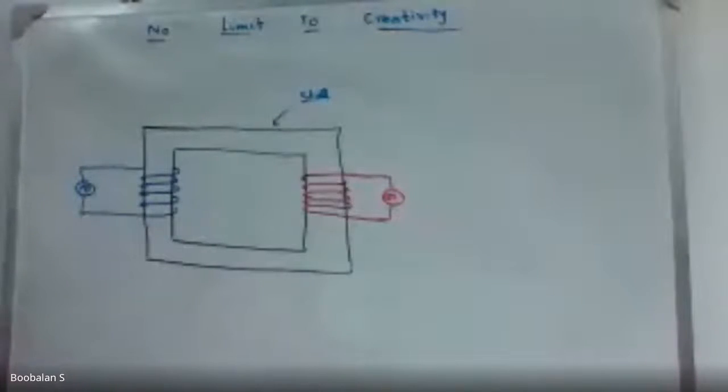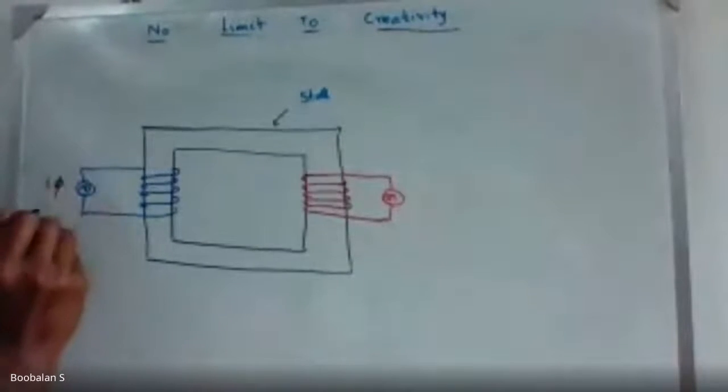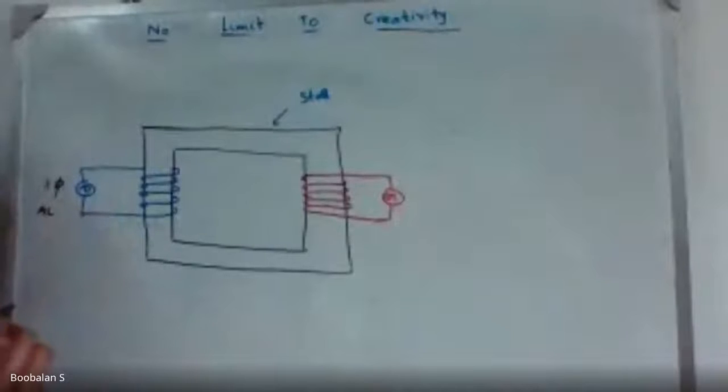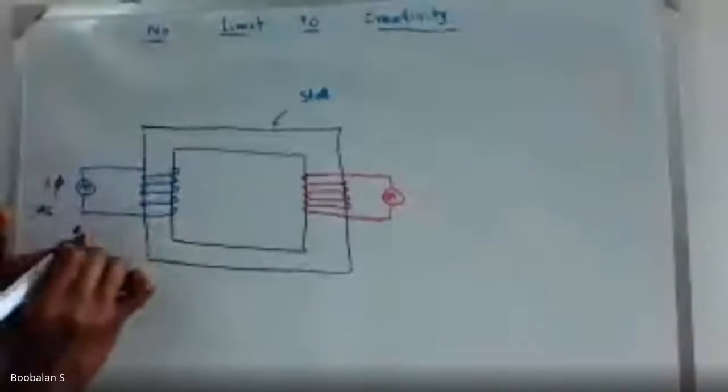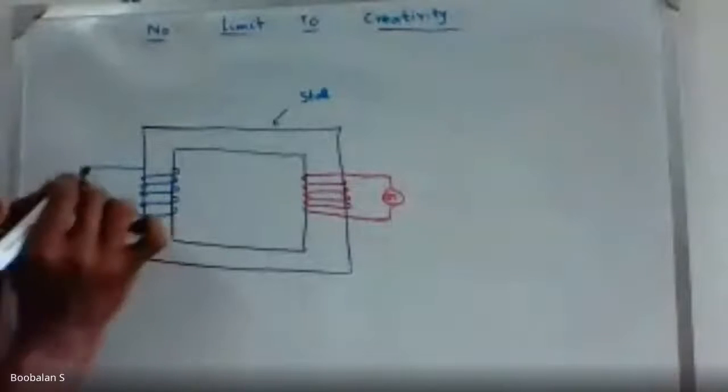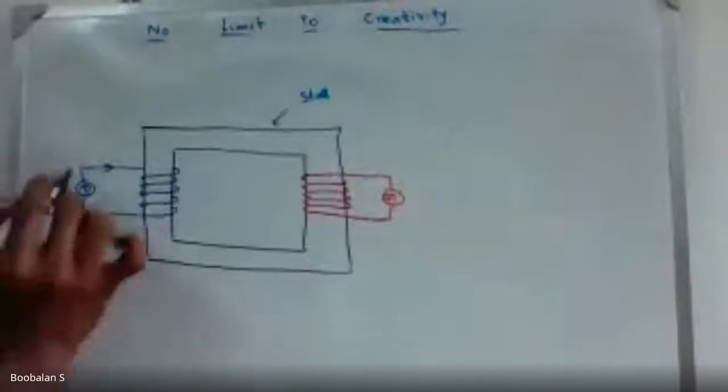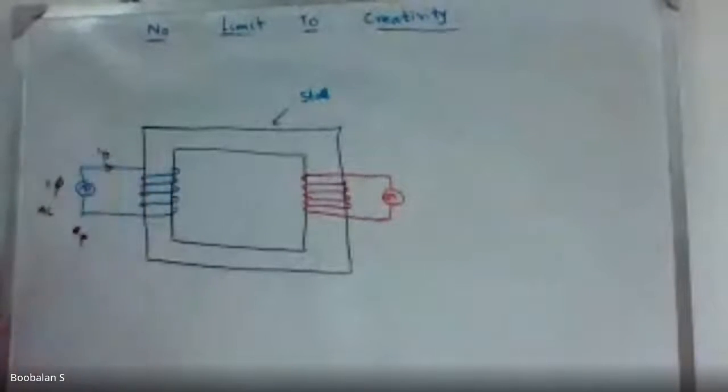So now I'm going to allow current to flow on the primary side. I'm going to apply a single phase AC voltage, an AC source. I'm going to give a 50 Hz power supply. Now E suffix P, the primary voltage, is applied. The current flowing in this circuit is now the primary current, right?